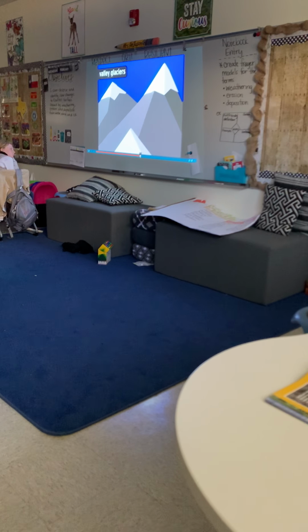When that glacier is moving, I want you to look at the rocks at the bottom of that glacier. Because as the glacier moves, it's taking rocks with it. And then those rocks grind against other rocks. And what happens is they start to weather away, right? So watch the rocks at the bottom.